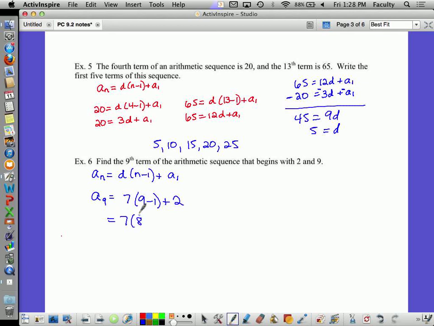So it's 7 times 8 plus 2. 56 plus 2, we know is 58. Okay? So pretty easy stuff.